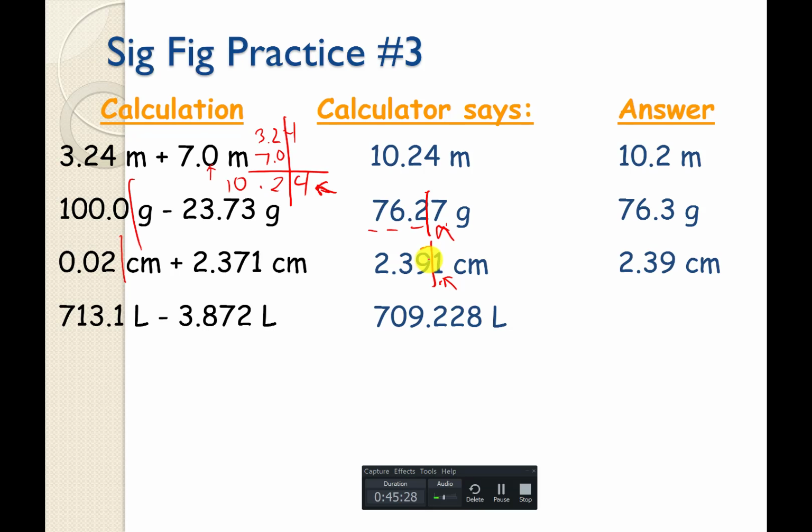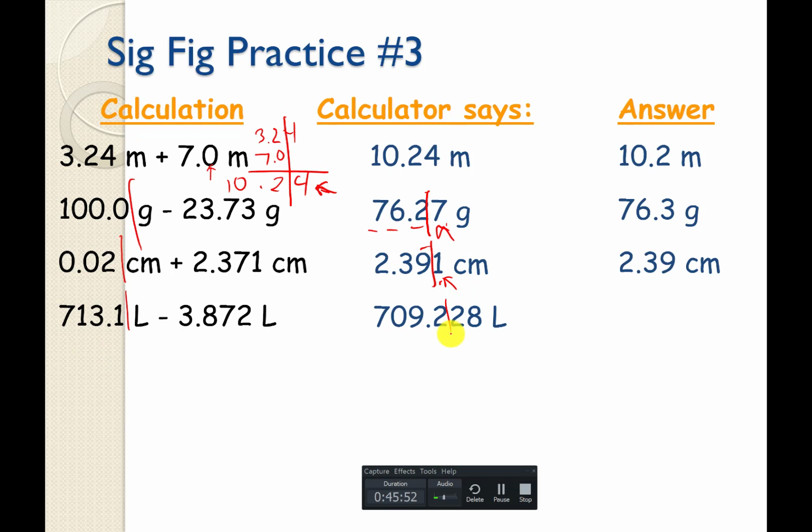Okay, let's look at this one. This one's not too bad. We've got 2 numbers here. One has decimals to the 10th place, and one has 3 decimals, going to the 1000th place. Okay, the one with the least decimals is obviously the one that only goes to the 10th place. So therefore our answer can only go to the 10th place.